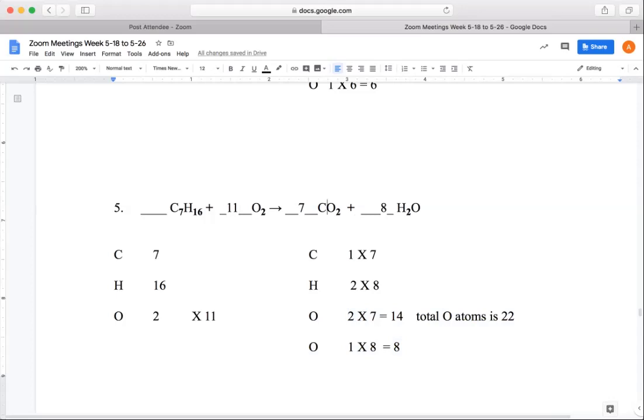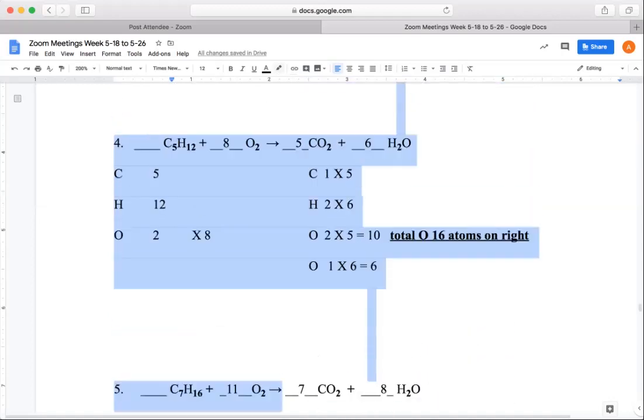Okay, do we have equal numbers of hydrogens? We have 16 on the right from the 8 water molecules, 16 on the left, 7 carbon atoms on the left, 7 carbon atoms on the right. So that's it. That would be how to do this worksheet on balancing equations involving hydrocarbons.